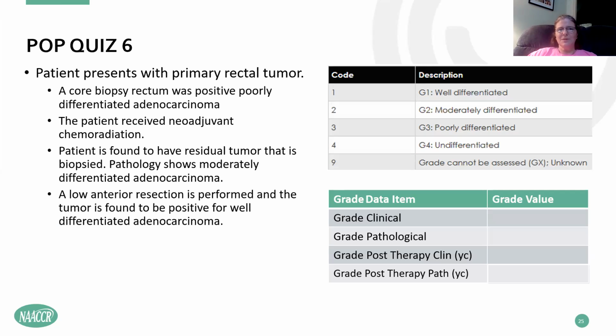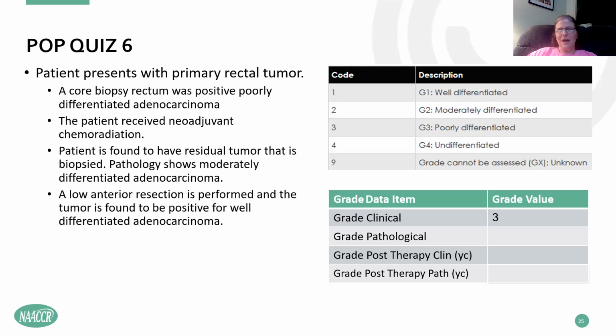tumor that was biopsied and showed moderately differentiated adenocarcinoma. Then they went on to the post-therapy surgical resection, which showed well-differentiated adenocarcinoma. So what are our grades? Our clinical grade is a 3, based on poorly differentiated.